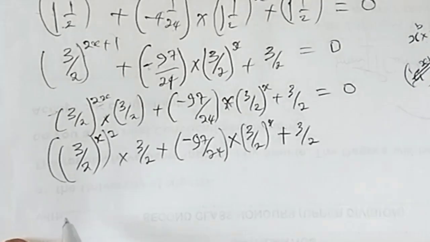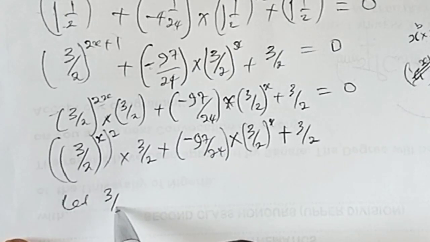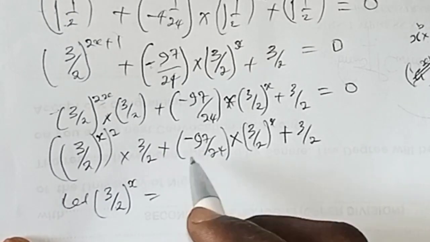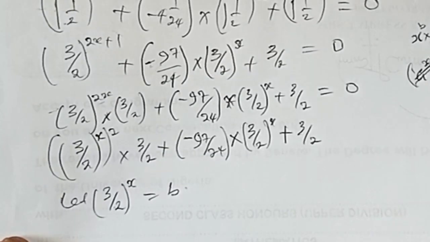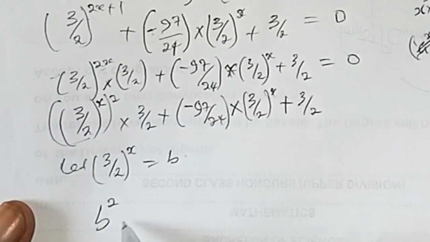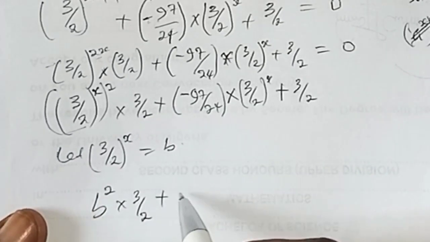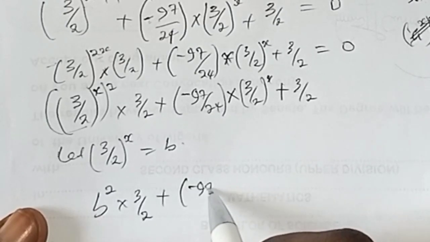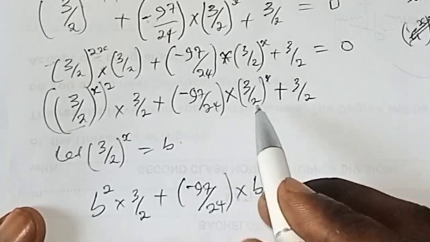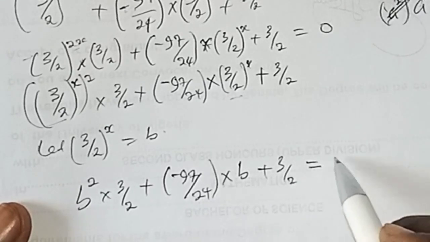So what I'm going to do now is I will let 3 raised to power x be equal to, let's say, b. And if that happens, I will now replace it with this. I have b squared times 3 plus 97 divided by 24 multiplied by b, plus 3 over 2 equal to 0.